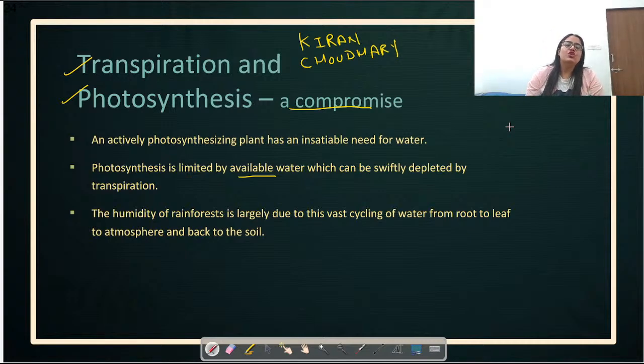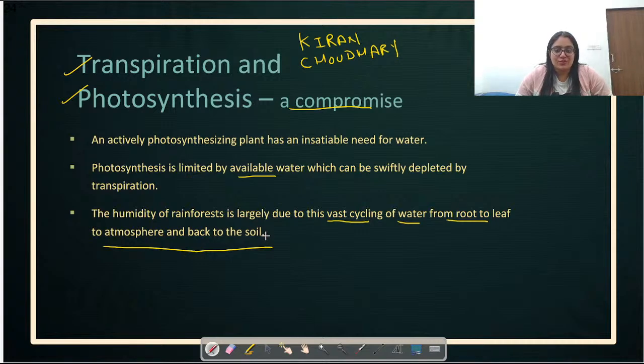Next, the third line: the humidity of the rainforest. The humidity of the rainforest is largely due to this vast cycling of water from the root to the leaf to the atmosphere and back to the soil. So the rainforest is actually quite humid in nature.